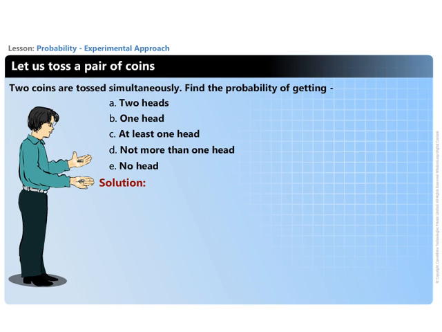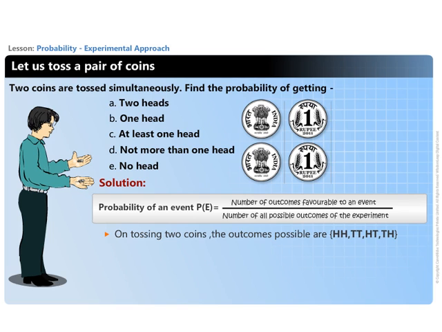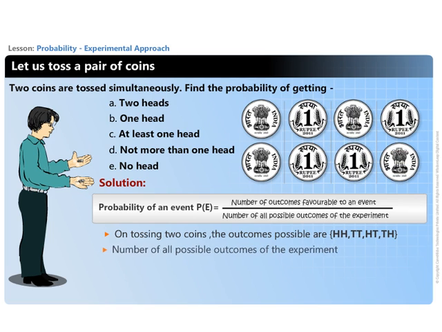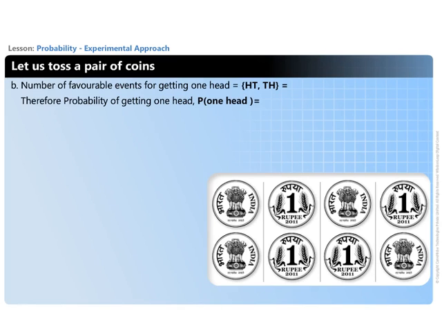The number of favorable events for getting at least 1 head, that is HT, TH, HH, is equal to 3. Therefore, probability of getting at least 1 head is equal to 3 by 4. The number of favorable events for getting at most 1 head, that is HT, TH, TT, is equal to 3. Therefore, probability of getting at most 1 head is equal to 3 by 4. Number of favorable events for getting no head, that is TT, is equal to 1. Therefore, probability of getting no head is equal to P(no head), that is equal to 1 by 4.